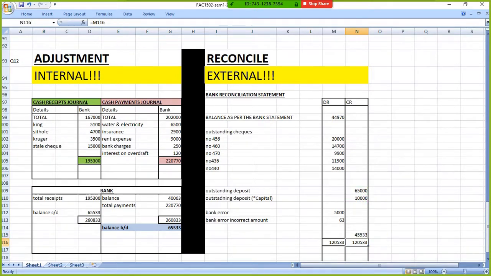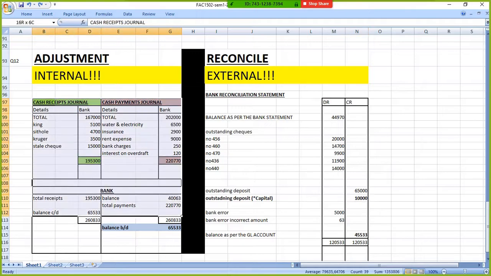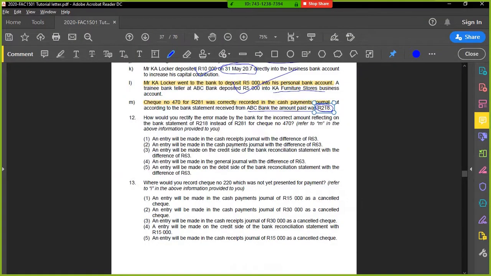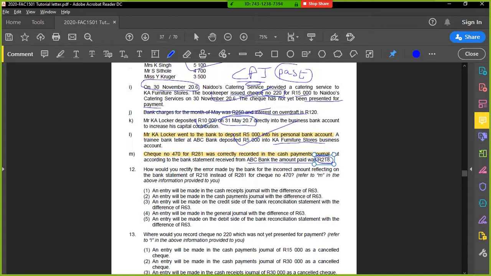No. Okay, 20,000 out. I think it's the outstanding deposit. That needs to go. Let's see why though. Balance as per the general ledger account. If I delete the 10,000, I think I might have to include the 10,000 on this side as well, because it was something that they processed. Let's just go check that. Let's read this part again. Okay, so I'm out by 20.